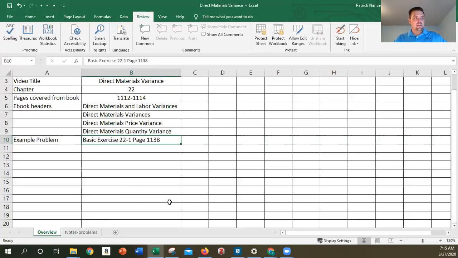Now that's the overall variance. That's the total direct materials variance. But we will also break this down into two variances, price and quantity variance, that gives us more details. But those two will net to the same as the total variance in the end.